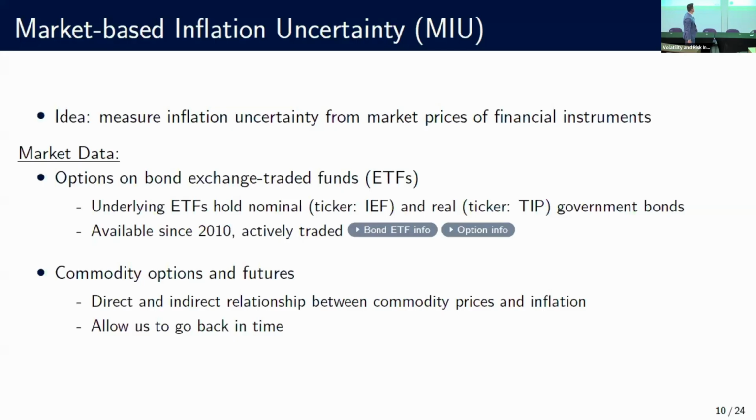Both of them are available since 2010. And for both of these ETFs, we're going to get essentially the option prices and the option implied volatilities. We are also using commodity options and futures. There's a direct relationship between consumer prices and commodities that just allows us to go further back in time.